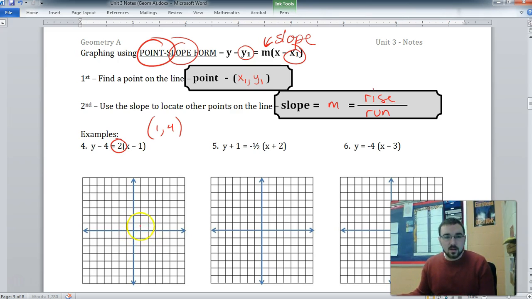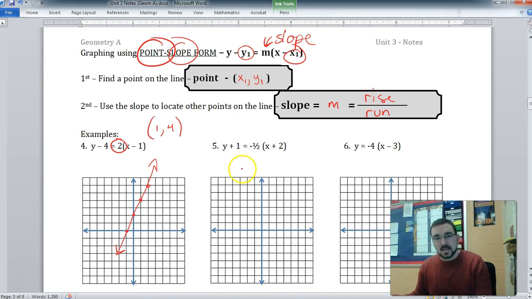So we come to 1, 1, 2, 3, 4. We plot the first point. Then we use our slope, up 2 over 1. I'm just going to back up and create my line. Ta-da! Done. Okay, so graphing these point-slope forms, not too challenging. We just have to look at what the slope is and then figure out the point. And I think the point is the hardest part of this whole thing.